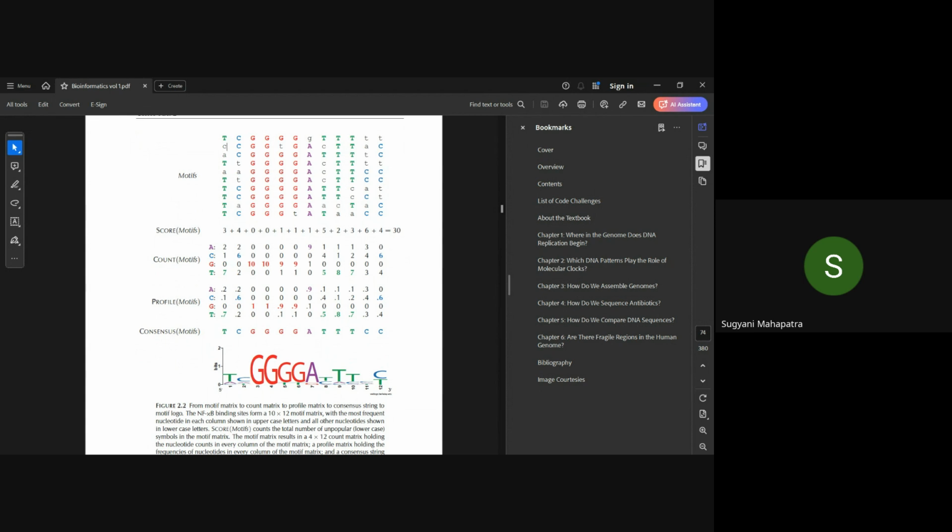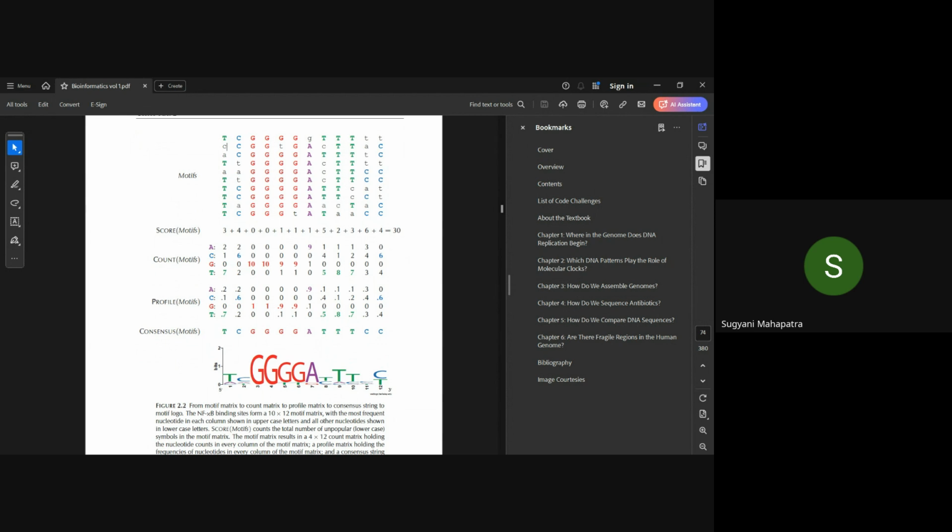So basically, in count of motifs, you just count how many times this nucleotide occurs in the ith row of this set. Ma'am, does the small a, small c have anything to do with here? Yes.